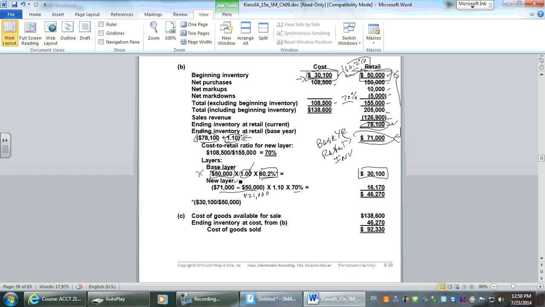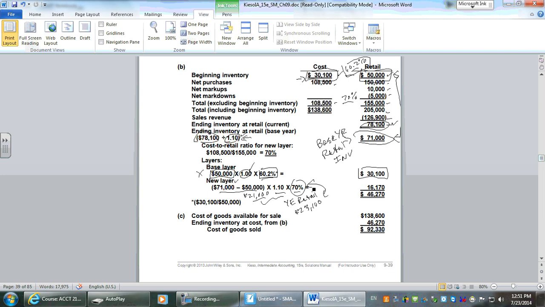So I want to reinflate it. So I took it times 1.10. Everybody see what's going on? And then I use my new cost percentage, 70 times that. So what is 21,000 times 1.1? At year-end prices, right? This is year-end retail. It's 23.1. So this is 23,100. And then my cost percentage on that new layer is 70%, right?